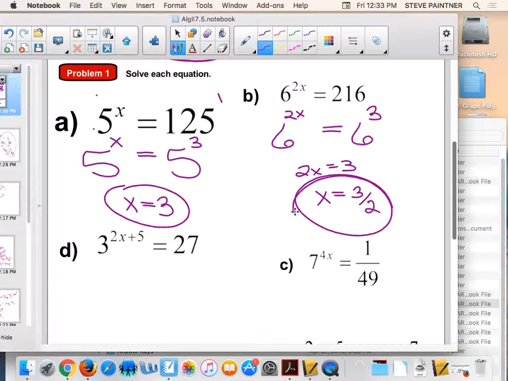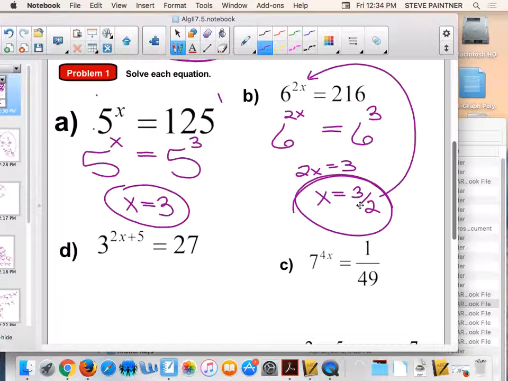Can you check these? Yeah, I mean, you could just go like this. What is 2 times 3/2? I thought that'd be quick for you. 2 times 3 is 6, divided by 2 is 3. 6 cubed is 216. It works. So, guys, you can check these answers.